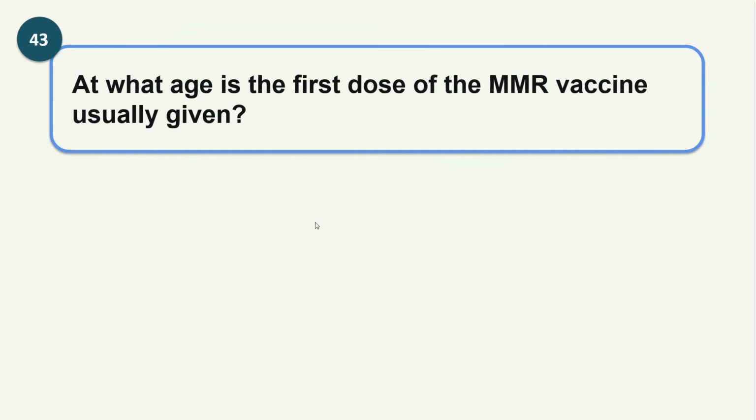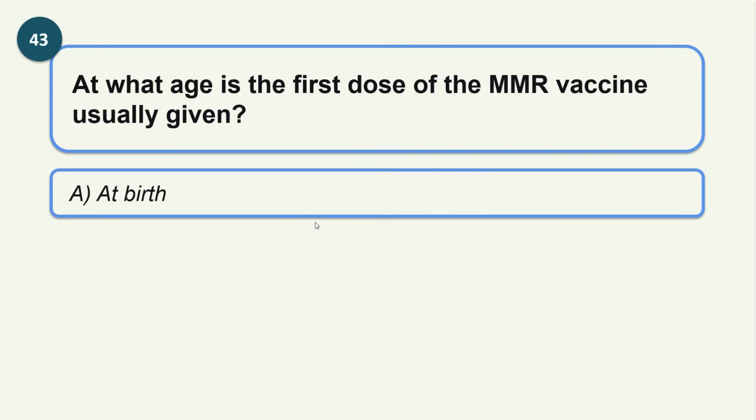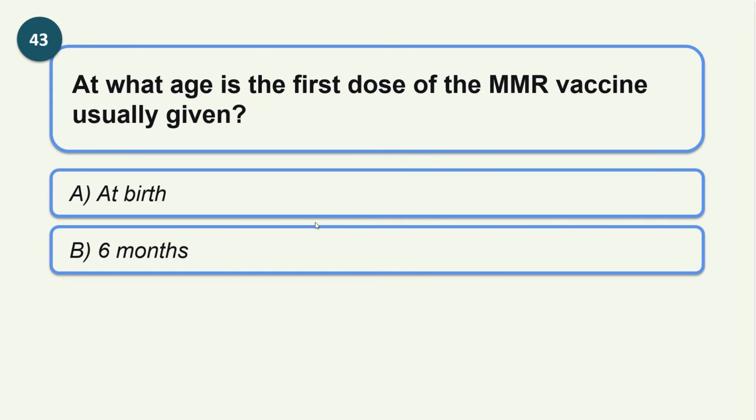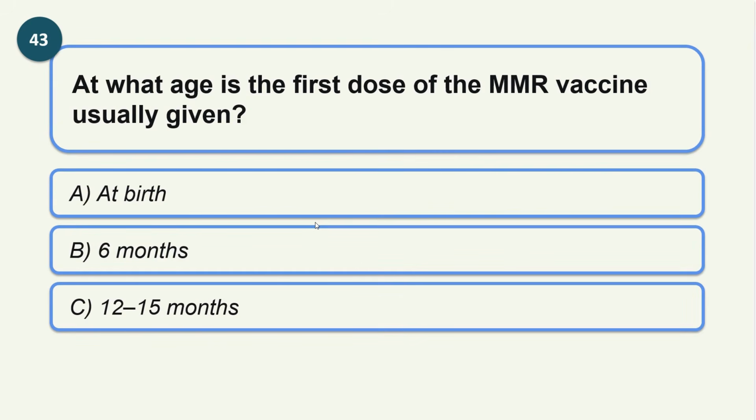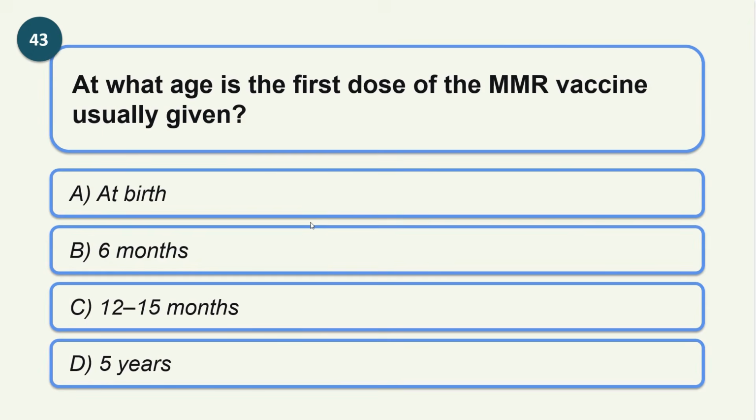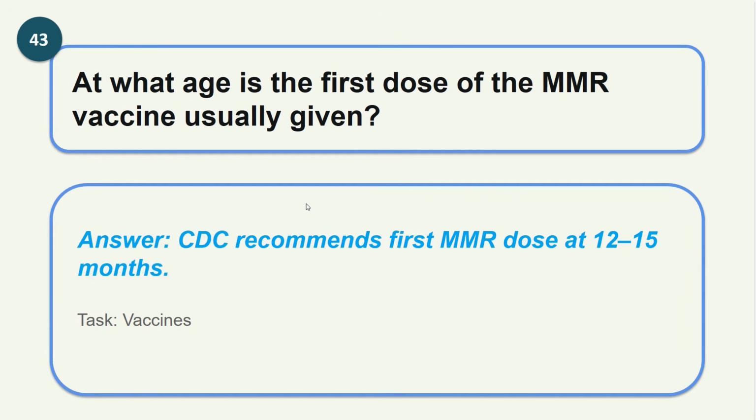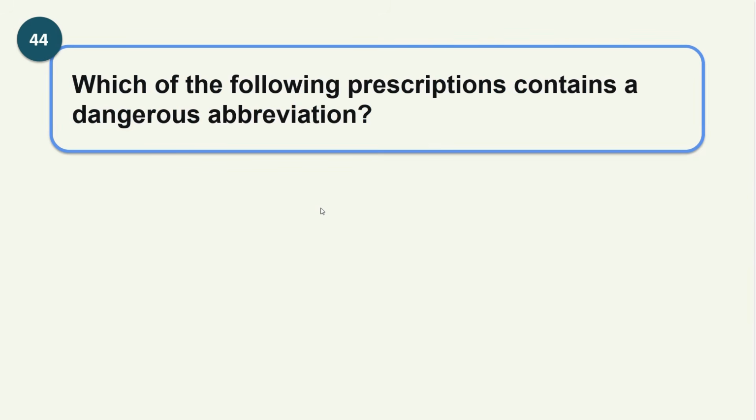At what age is the first dose of MMR vaccine usually given? A. At birth, B. At 6 months, C. 12 to 15 months, D. 5 years. The correct answer is 12 to 15 months. The CDC recommends the first MMR vaccine dose be given at 12 to 15 months.